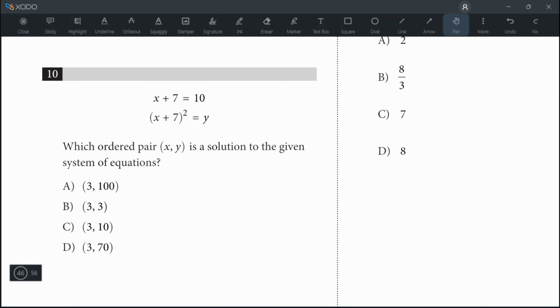Question number 10. Which ordered pair is a solution to the given system of equations? So first, let's have a look at our system of equations.